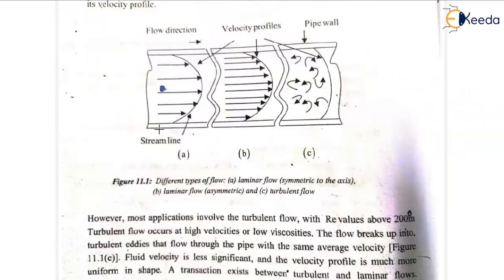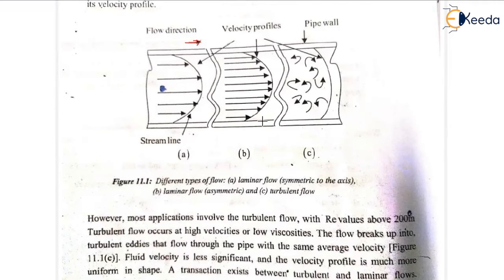Now, if you look at this, this is a streamline where this is the flow direction that is given, and these are the velocity profiles. You can see these are three different velocity profiles, and this is a pipeline. So, the different types of flow. The first one is A, a laminar flow, symmetric to the axis, and B is a laminar flow, asymmetric. And C is the turbulent flow.